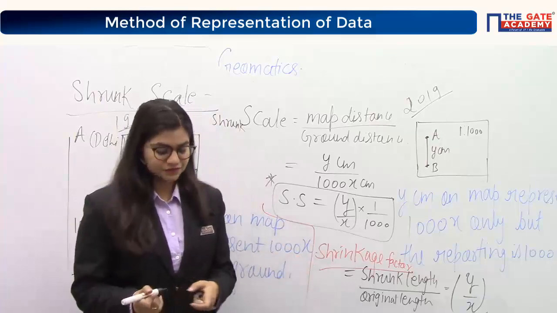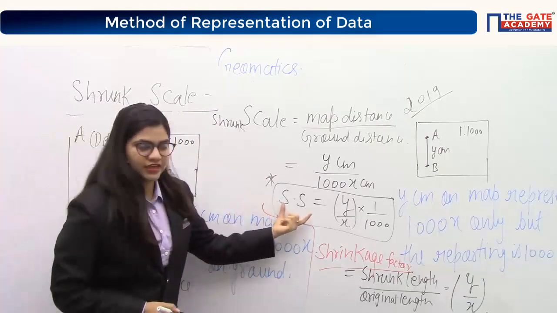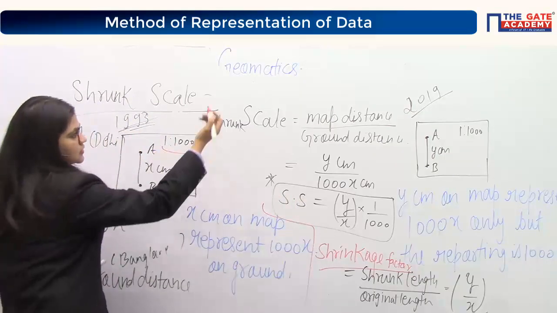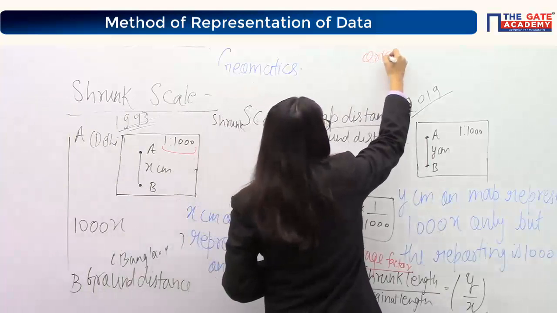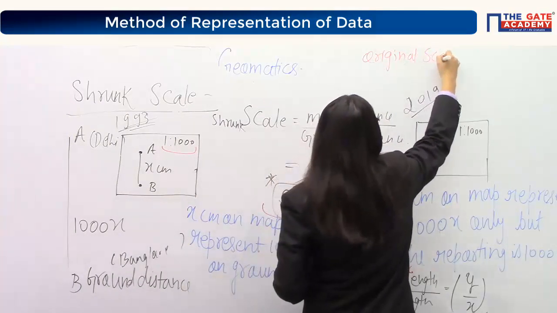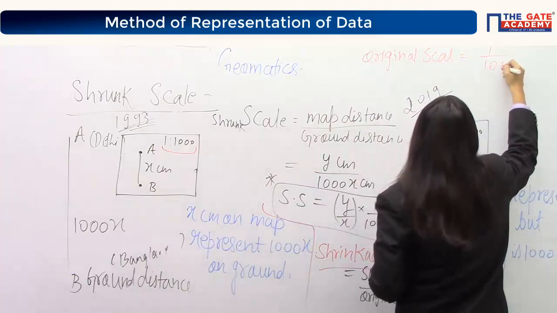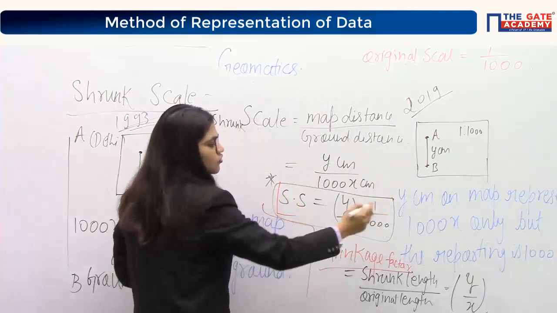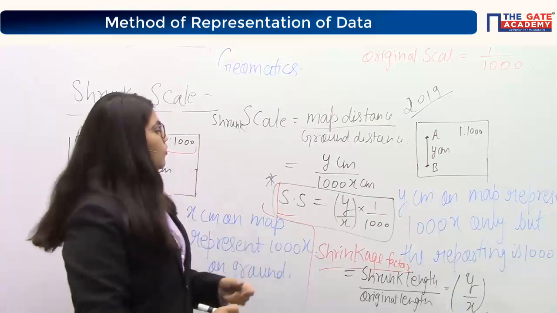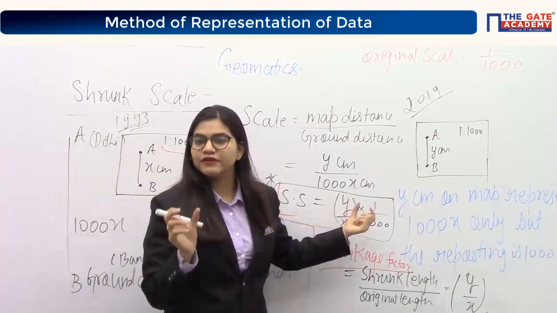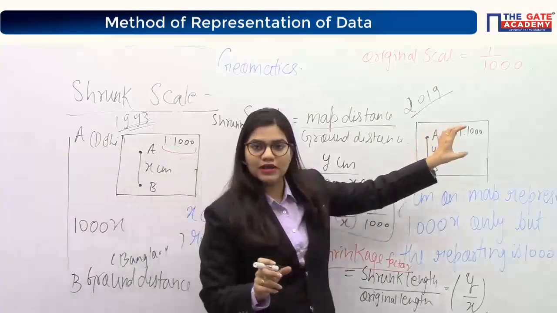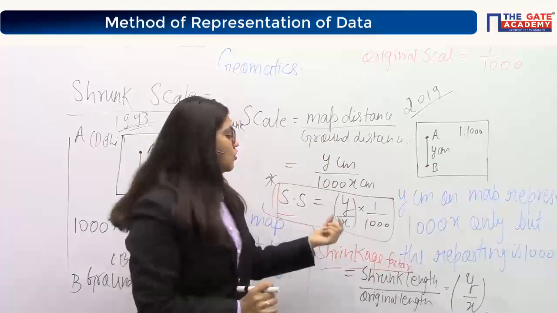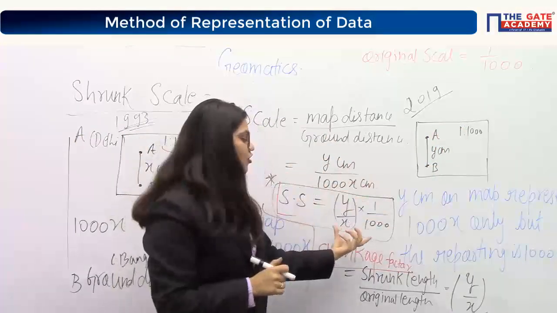Just look here. If you are finding the shrinkage scale, first tell me what is the original scale? 1 to 1000, I am writing here. The original scale is 1 by 1000. But the shrinkage scale is nothing but this, y by x into 1000. And you know this value y will be smaller, right? Because we are saying shrunk. It got shrunk. So this y value is smaller than your x value.